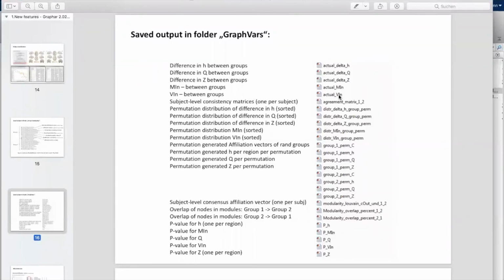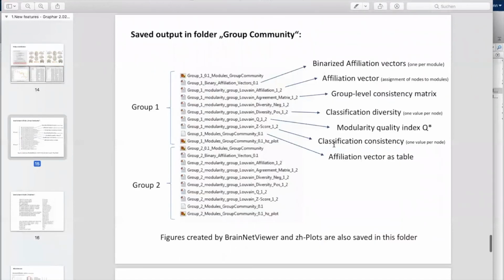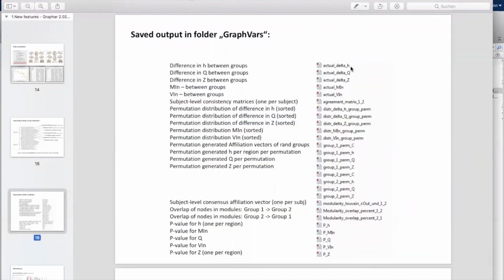Then the difference in Z and the difference in H. So this is one value per node, respectively, right? Because I showed you here that we have this classification consistency, one value per node, and diversity, also one value per node. There we compute the difference between the two groups. So you would have the difference, respectively, for each of the nodes in those files. And we also have the actual difference in Q between the groups. So this would then just be one value in this respective file.